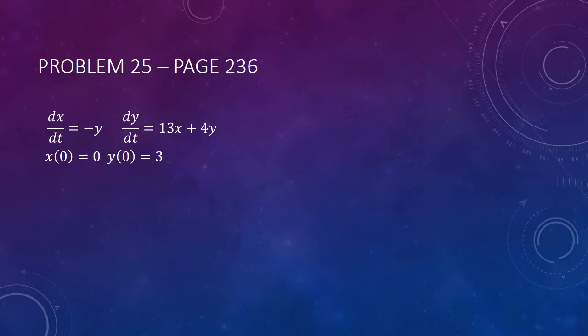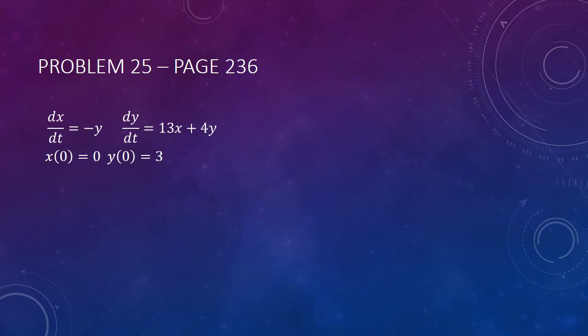Alright, let's try one example here. Let's look at problem 25 on page 236. So this says the first derivative of x with respect to time is equal to minus y, and the first derivative of y with respect to time is equal to 13x plus 4y. And we have some initial conditions now.